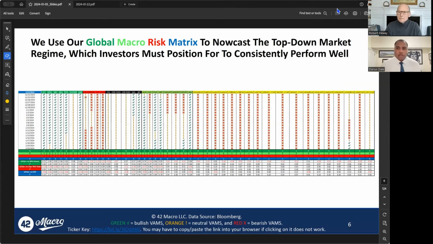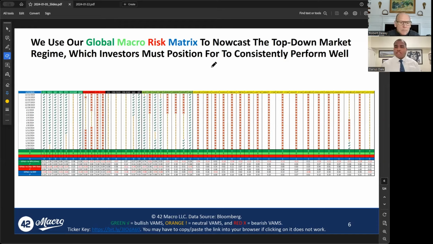So this is our global macro risk matrix. It's not a pretty chart for TV, but it's a very important chart in terms of helping investors understand what the hell is going on across global markets. And so how this model works is we are scoring 42 different markets from the perspective of our volatility-adjusted momentum signal. And not only are we scoring those markets from the perspective of the momentum signal, we are also tallying how the current momentum signal is behaving relative to how the market has performed.